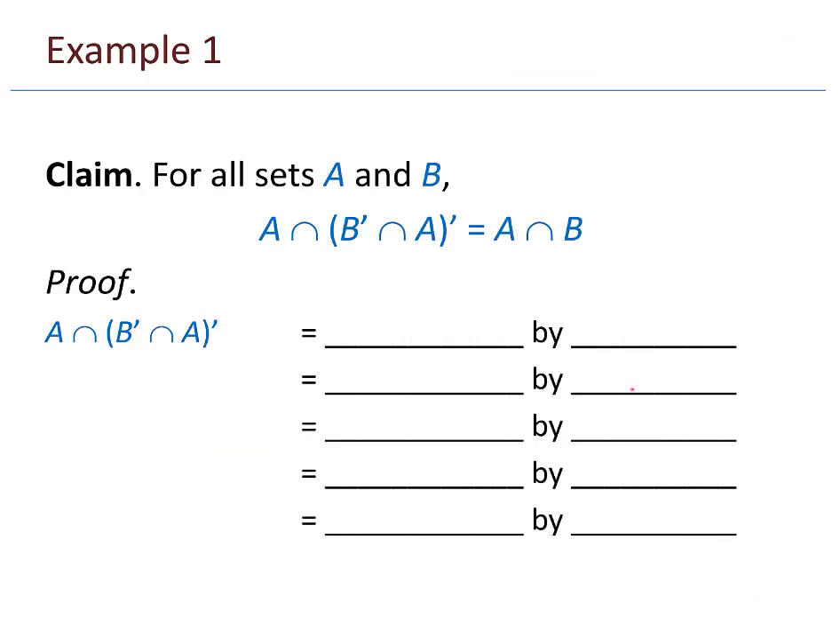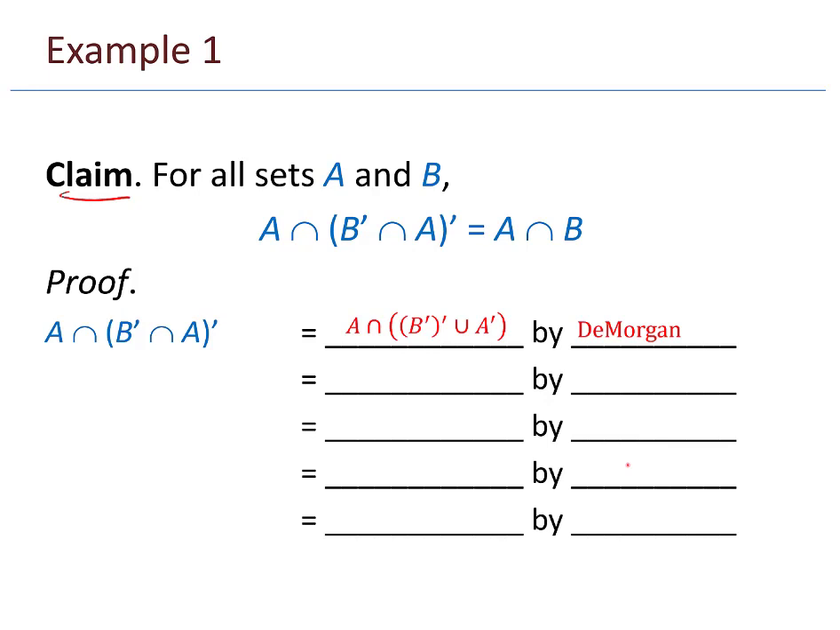Let's prove a set identity using some of those properties. Here's the claim. For all sets A and B, A intersect (A intersect B) complement equals A intersect B complement. All right. So maybe the first thing I might do is say, well, this complement on the outside applies to the intersection of two things. Let's bring that complement in, and I'll change that to union. That was the De Morgan property.